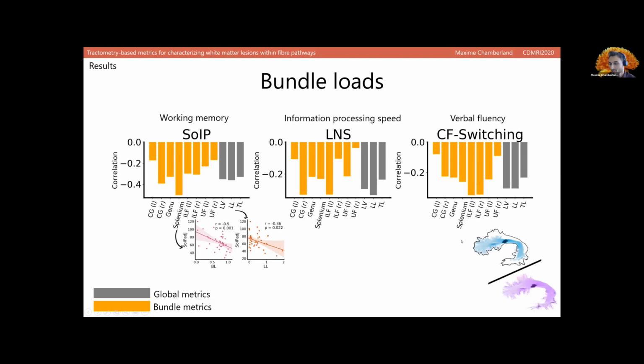And what's nice to see is that, for example, in the verbal fluency task, the ILF had higher correlations than any of the global metrics, which means that, and we know that the ILF is involved in verbal semantic tasks. So it might be some sort of nice reassuring way of seeing that if you're more specific to the bundle that you're targeting with a task, you get higher correlations than global metrics like lesion volume or lesion load.